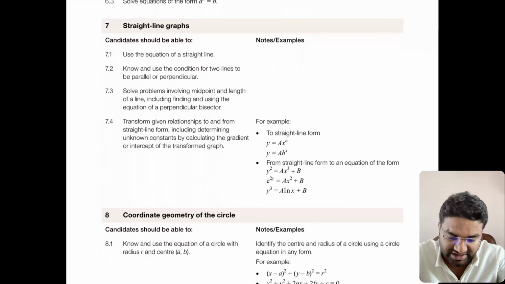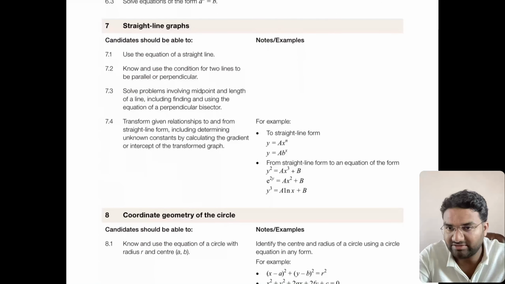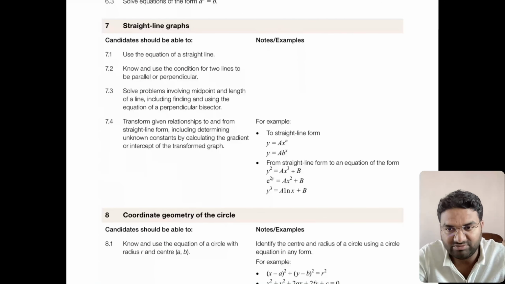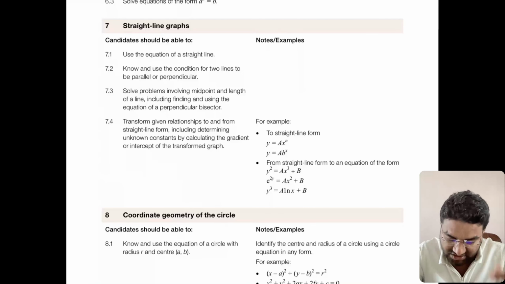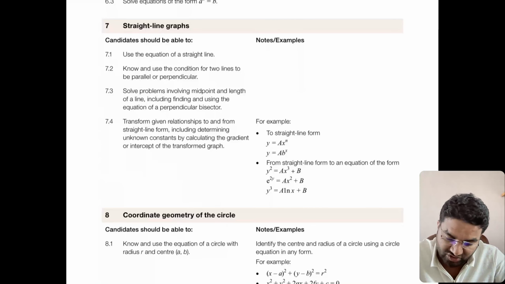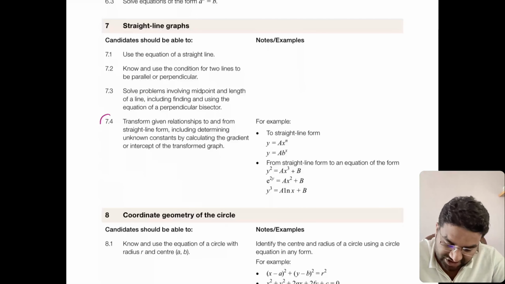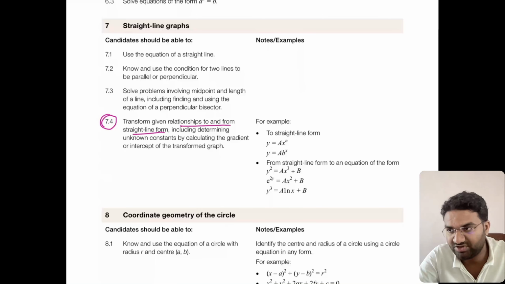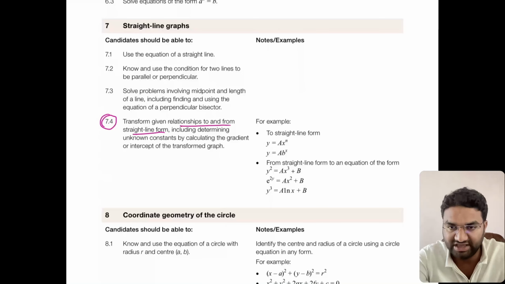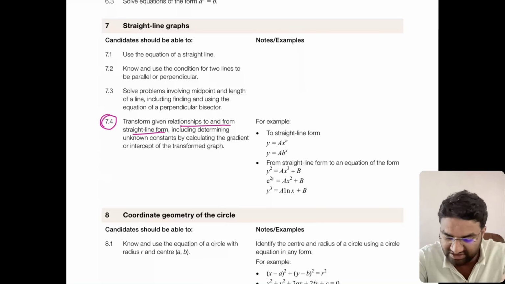Now the straight line part. In the straight line part you have the distance, midpoint and gradient, those are basic formulae. Apart from that you have parallel lines and perpendicular lines, and the equations are there. Then one of the important parts is that you will get questions to transform the relationship to straight line form. So we have to convert any equation into the straight line form.